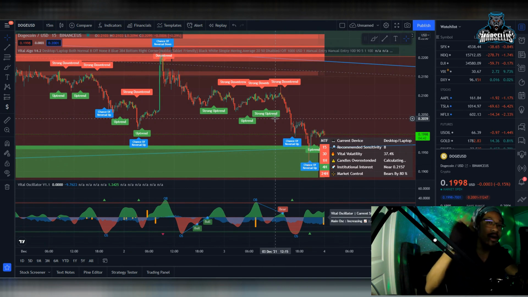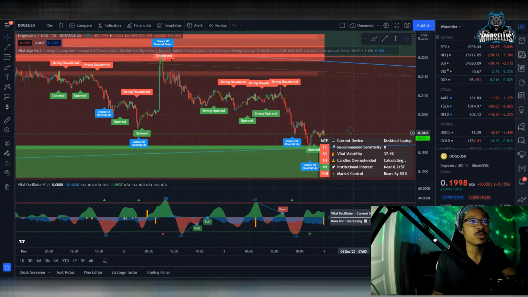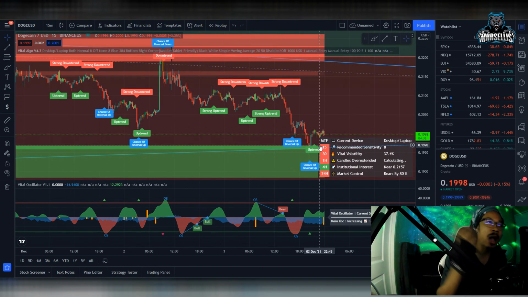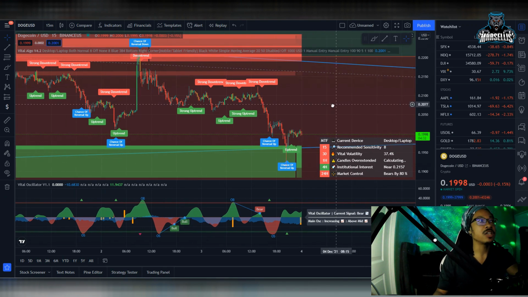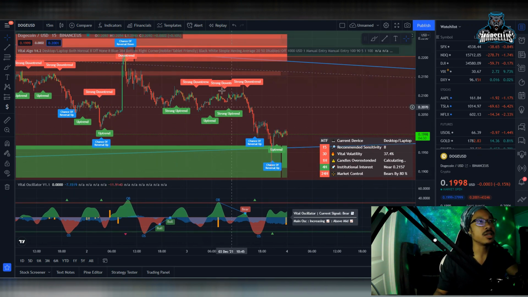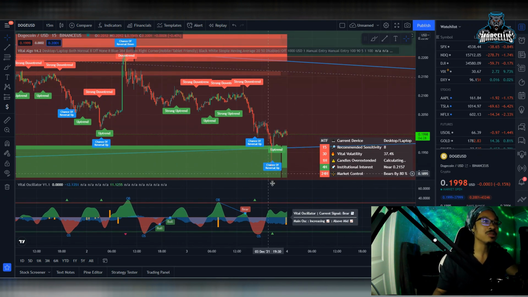Now let's go right over Dogecoin. So the first things first with Dogecoin, as you can see here, the 24-hour market control shows in the last 24 hours, the bears have been in control by 80%. But as we came off of this selling, all this selling was way oversold, which is leading us back to an uptrend here.